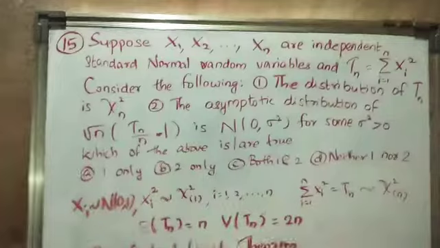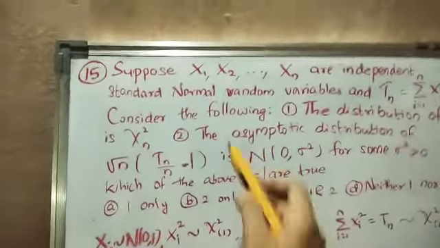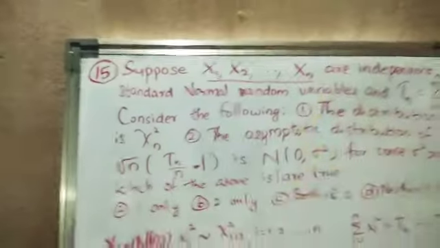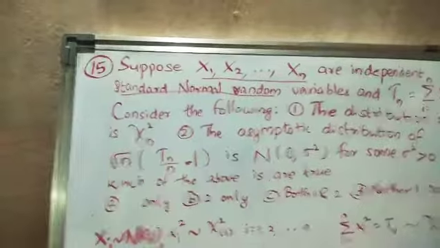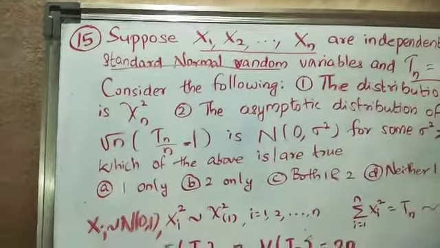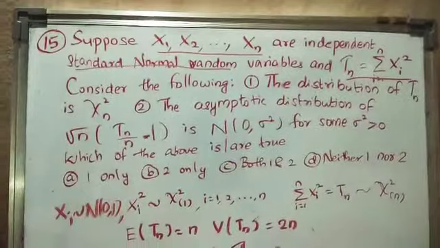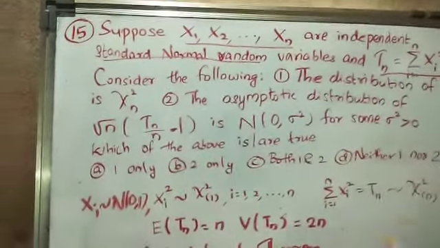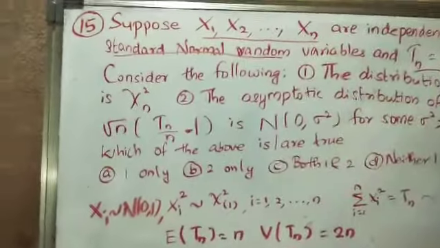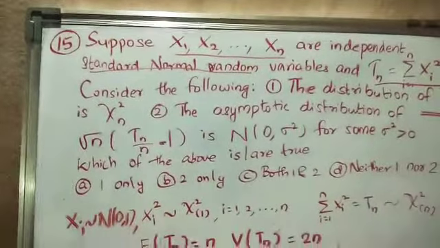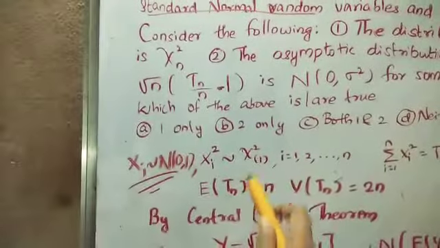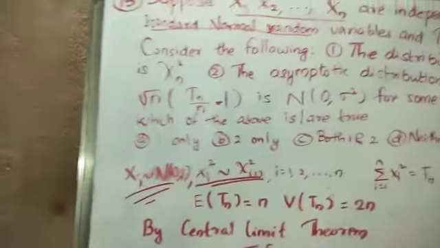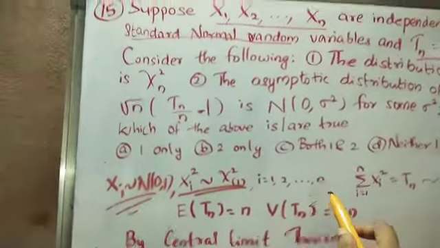Now it is given that x1, x2, etc., xn follow standard normal distribution. A new variable is defined as Tn is equal to summation i equal to 1 to n xi square. In the first statement we have to find the distribution of Tn, that is summation i equal to 1 to n xi square. We know that if xi follows standard normal distribution, then its square follows chi-square with 1 degree of freedom for i equal to 1 to n.